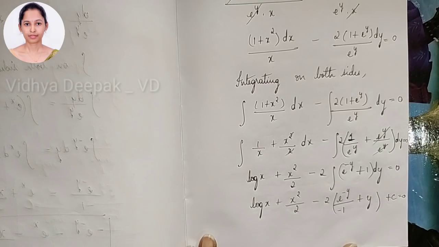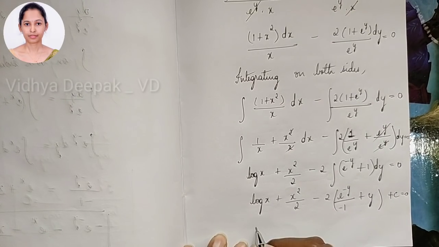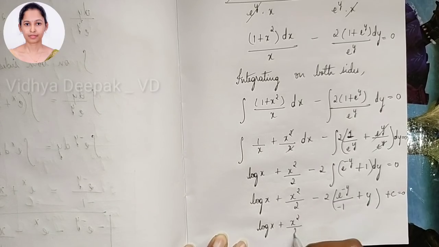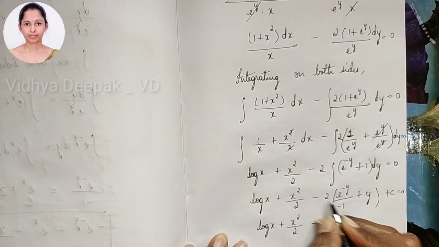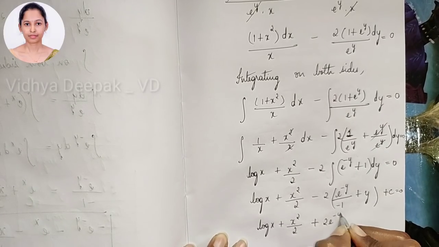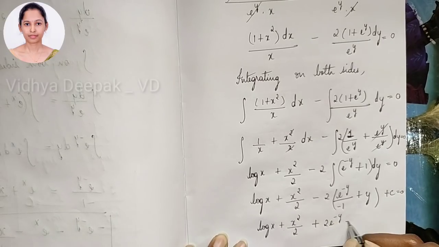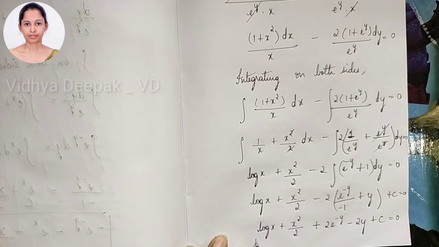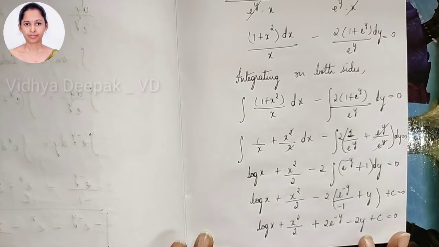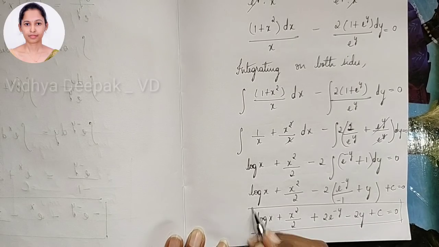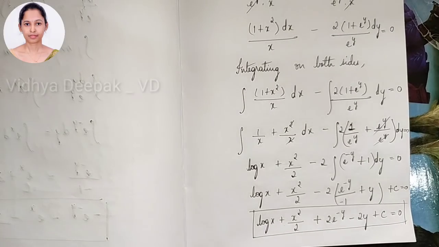So what do you have? Simplifying this, what do you get? Log x plus x square by 2 minus, this minus into minus becomes plus, 2 I am multiplying inside, so 2 e power minus y, minus into plus minus 2y plus c is equal to 0, which is our required differential equation.